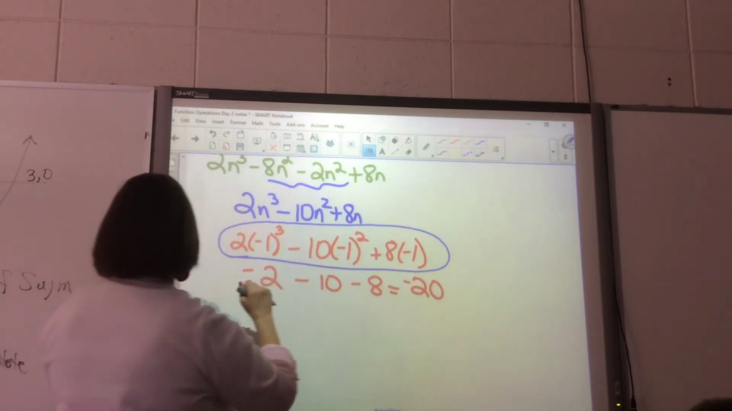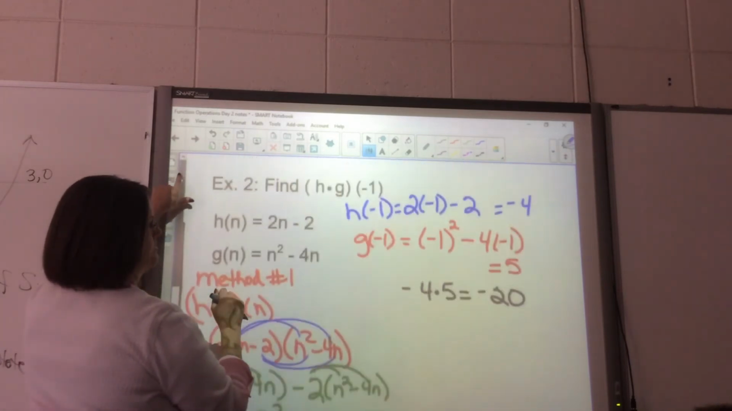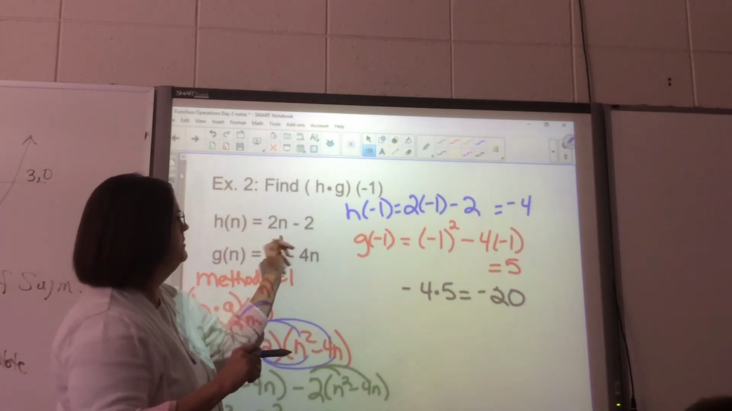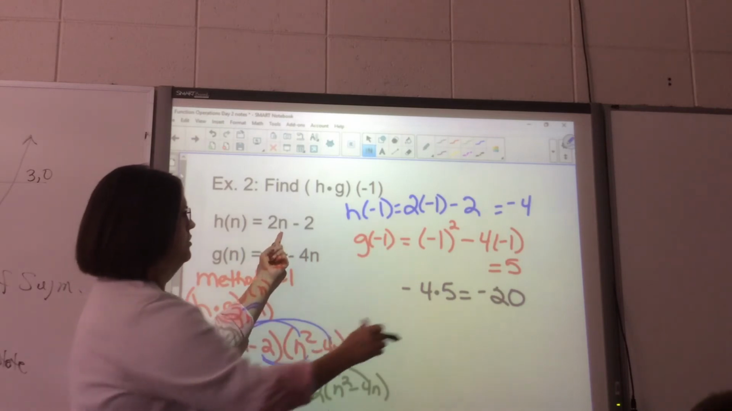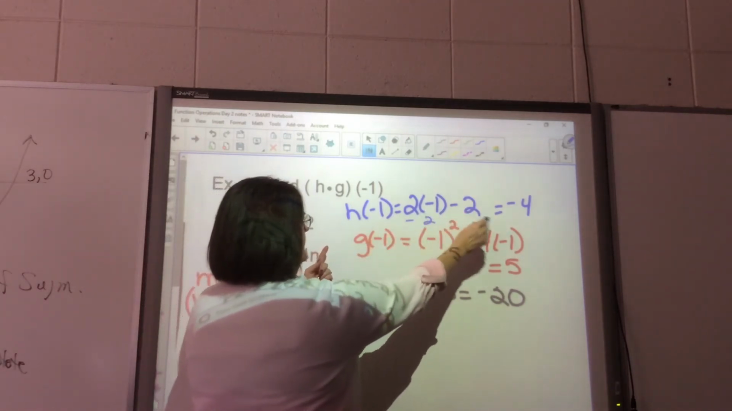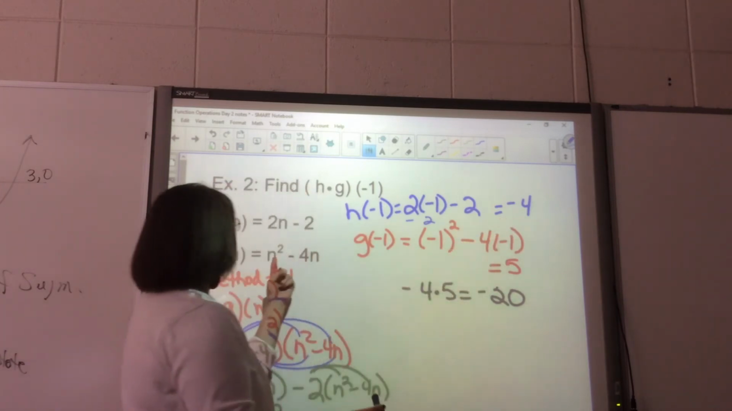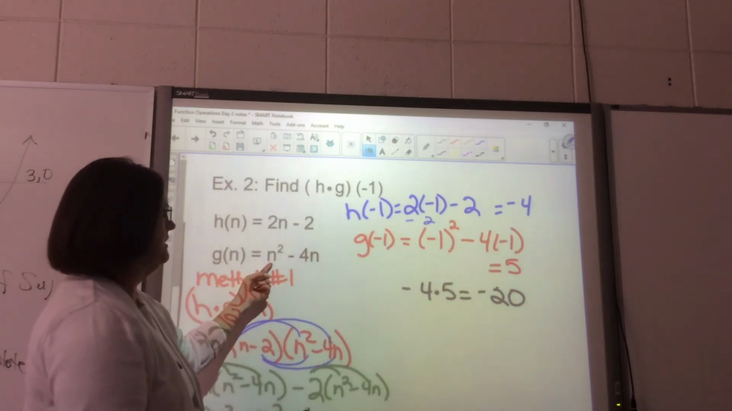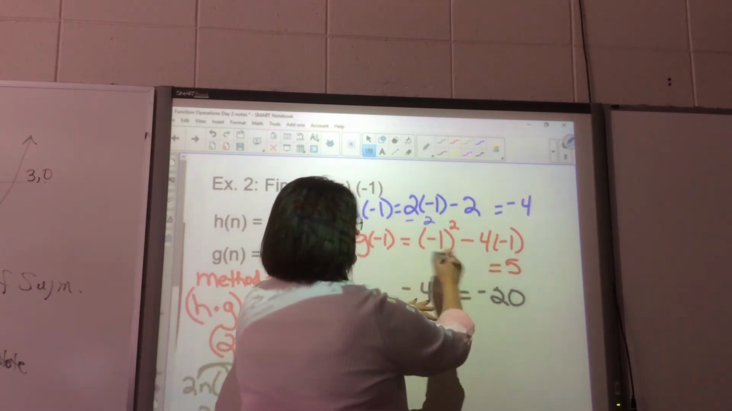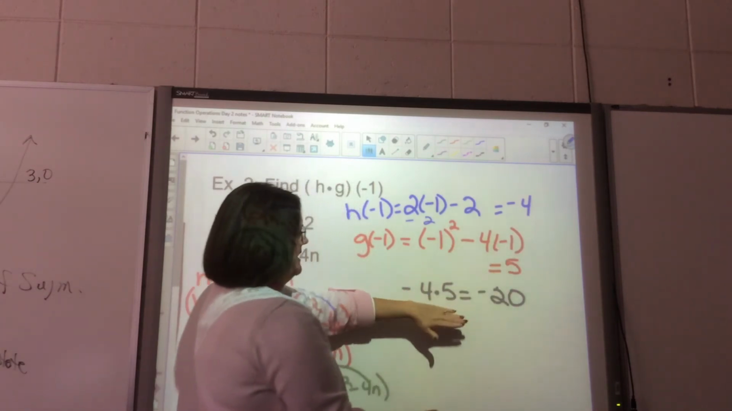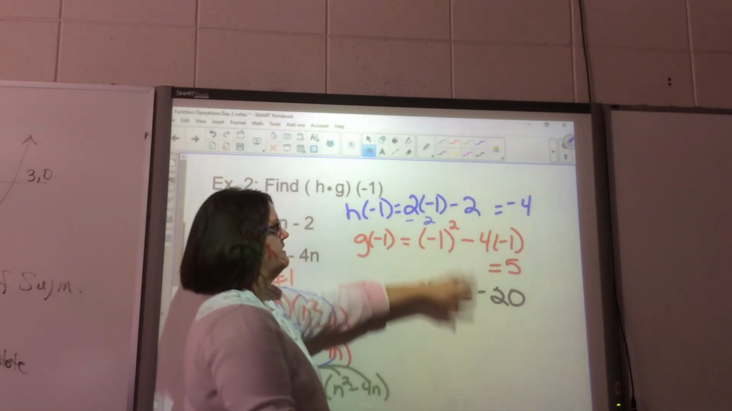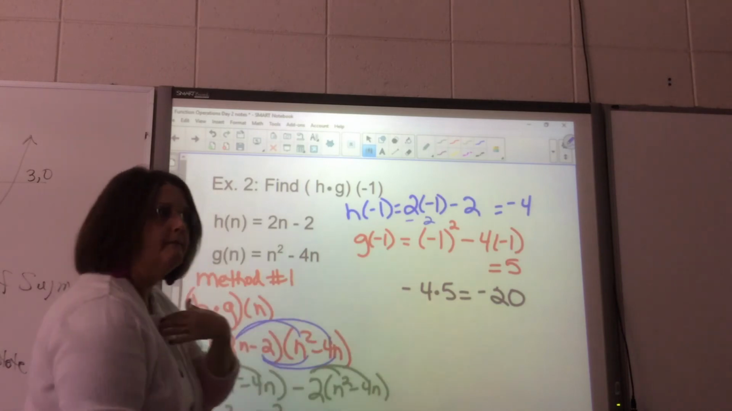That's negative 20. Now the second method, which some of you may find easier, is to put negative 1 into each one of them. So if I put negative 1 here, 2 times negative 1 is negative 2, minus 2 is negative 4. And then when I put in negative 1 for g of n, negative 1 squared minus 4 times negative 1 gives me 5. You might find it easier to do it this way and go negative 4 times 5 equals negative 20. I honestly find this second method easier, my own self.